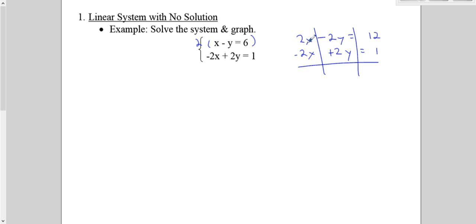Okay, so now when I go to add, I get 0. Here I get 0. And here I get 13. Okay, since 0 does not equal 13, there's nothing we can do here. This is no solutions.